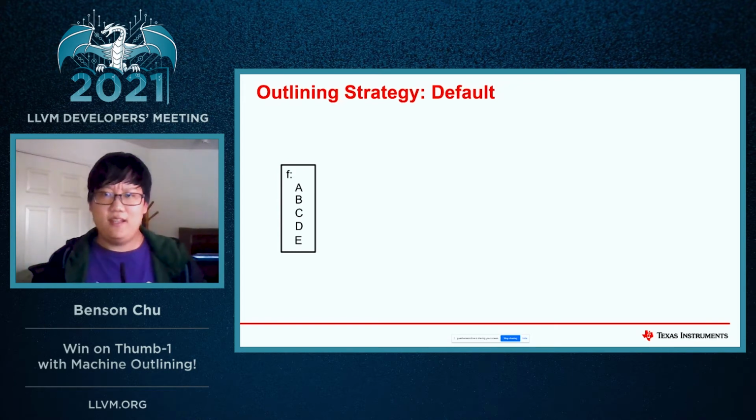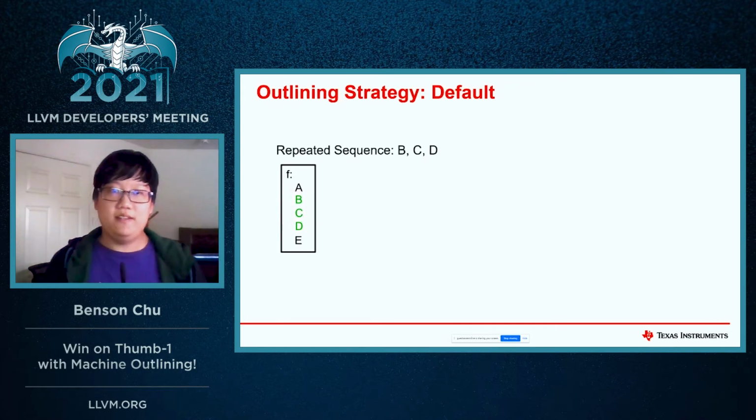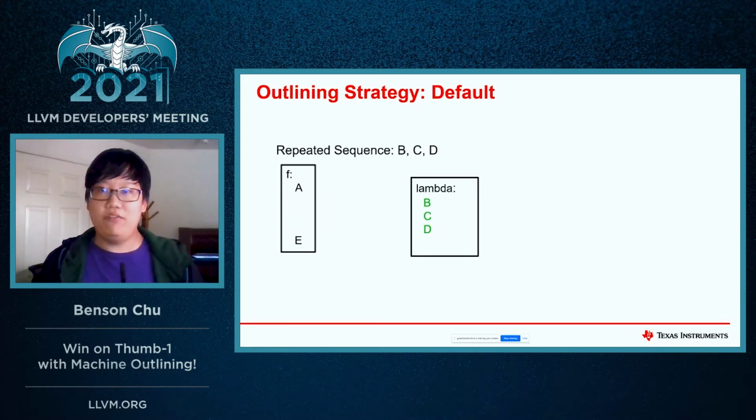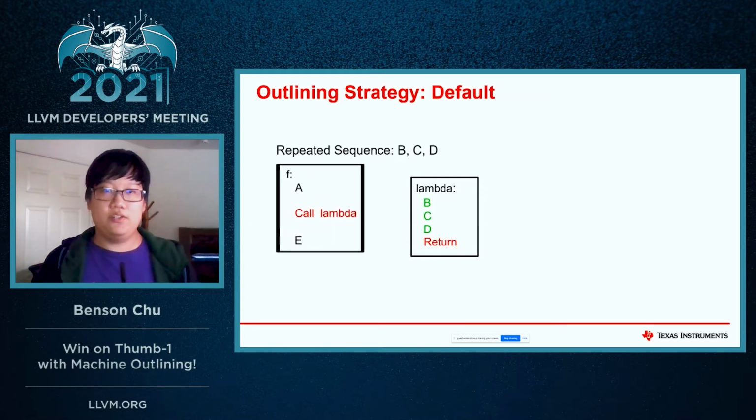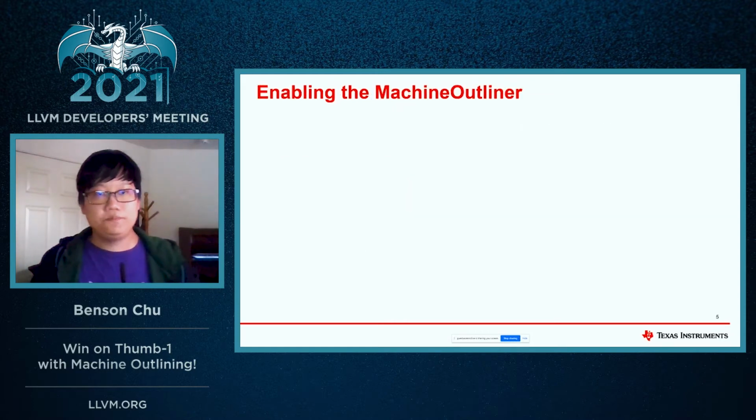Here's a more specific example of what the outliner might do. Given this function f and the repeated sequence bcd, the outliner will pull this sequence aside and create a function, insert a return instruction, and then a call instruction to this new function, as well as save and restore the link register. So that's what the outliner does.